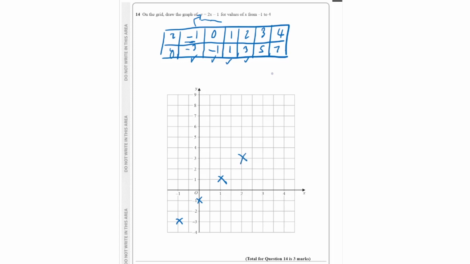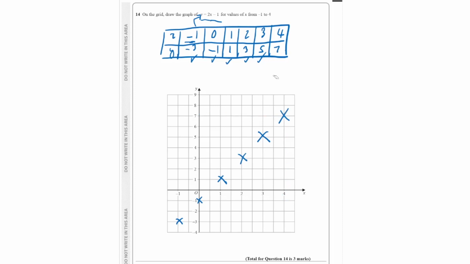When x is 3, y is 5. So we look at the x-axis 3, we go up, and then for y, we go to 5 here. Okay. And for our final value, when x is 4, y is 7. So we go to the x-axis once again. We look for 4. We draw a line straight up until it meets 7. And we put a cross.